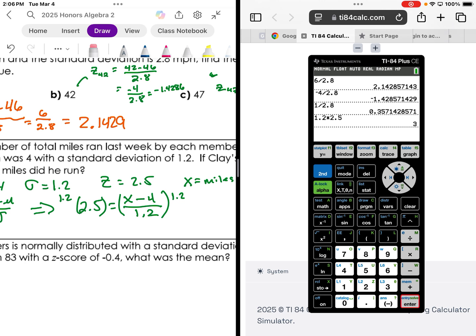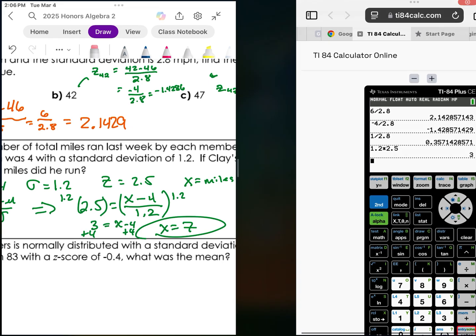So I have now 3 is equal to x minus 4, and then we would add the 4 across, and I find out that x equals 7. So Clay ran 7 miles. That's how many miles Clay ran. Is 7 bigger than 4? So that makes sense. All right? It makes sense. We had a positive z-score. We should get an answer bigger than 4, and we did as we solved for it.